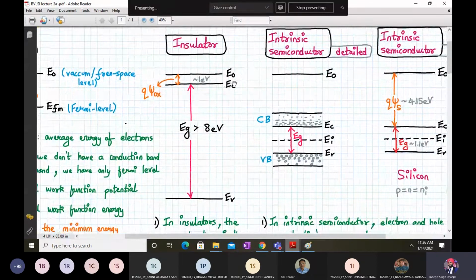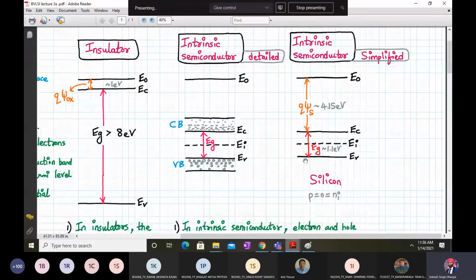And over here we have E naught, also the reference vacuum level, and EC. Now the difference between E naught and EC is termed your electron affinity, that is psi OX. So what is electron affinity? Electron affinity is the minimum energy required to move an electron from the conduction band to the free space or vacuum level. So indirectly we can say that the electron has come out of that material. So E naught minus EC is equal to q into psi OX, which is the electron affinity for SiO2, that is the insulator.